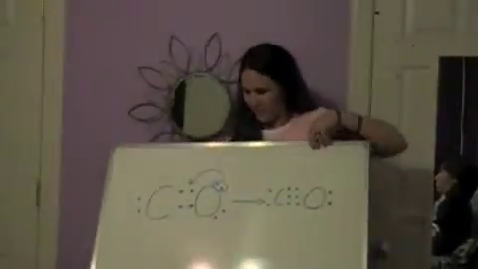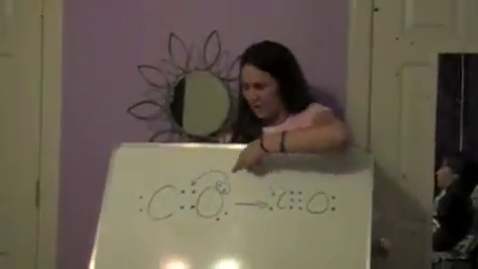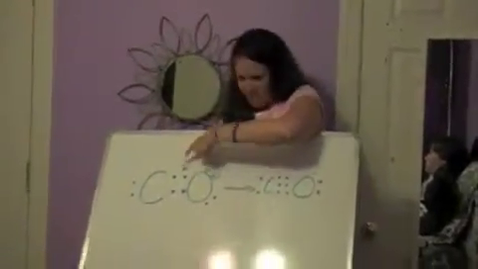Another type of covalent bond is the coordinate covalent bond. These are bonds where one atom contributes both bonding electrons. This is an example of a coordinate covalent bond where this pair of electrons is transferred to the carbon. As you can see here, this is the result.